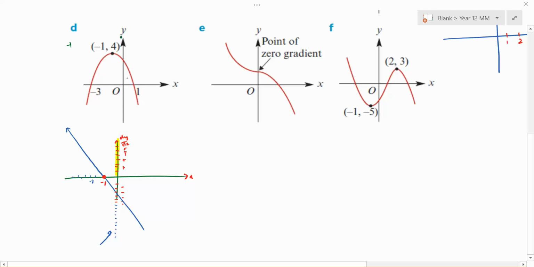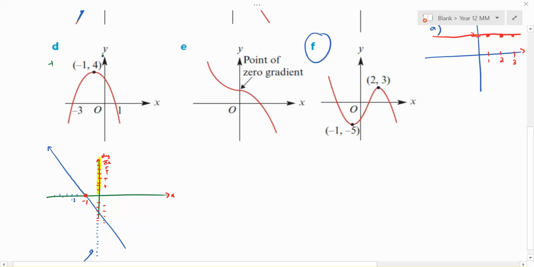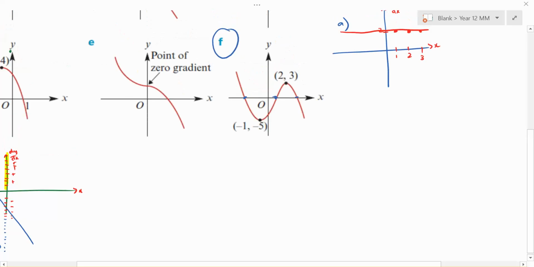You're not interested in the y values. You're just interested in when x is a certain value, what is the gradient at that point. Okay, if I have a go at f, for example, so let's have a go at f. Now I know this is a cubic equation, so you can see there are 3 x-axis intercepts. So it's a cubic equation. Derivative should look like a quadratic. So I know the derivative graph should look like one of these quadratic graphs. It could be like that.